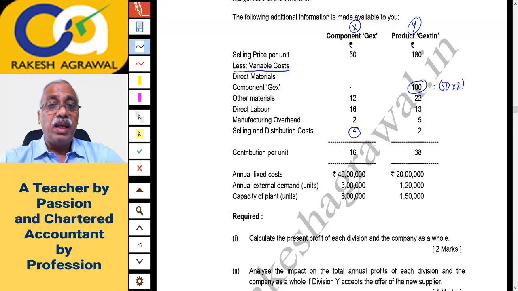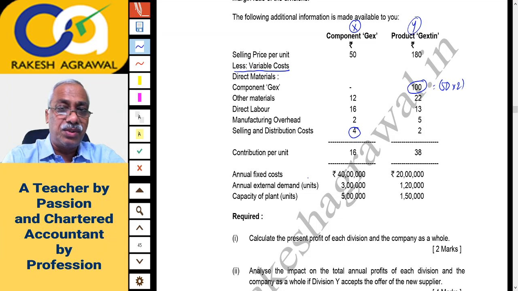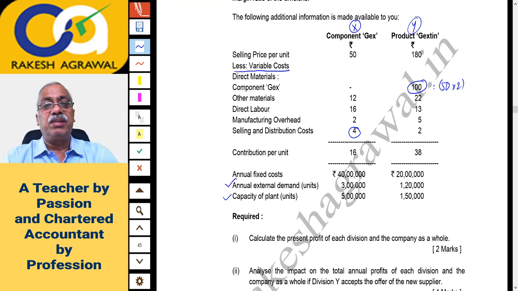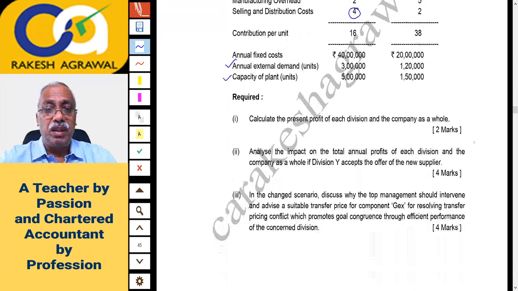Now annual external demand in units is given 3 lakh, 1 lakh 20,000, that is annual external demand. This is external demand, please remember. And the total capacity of the plant is to produce 5 lakh and 1 lakh 50,000 units, whereas the annual external demand is 3 lakh and 1 lakh 20,000 units. And there are a few questions in the required.